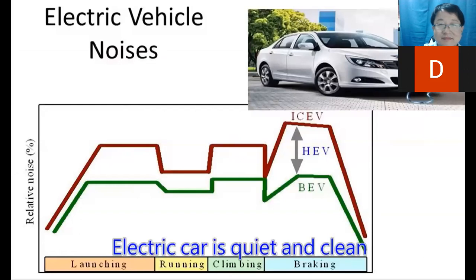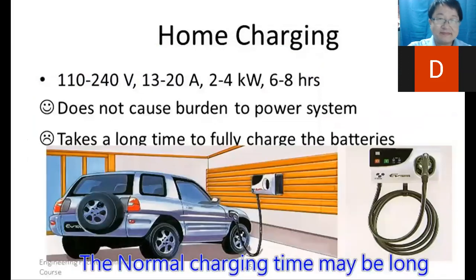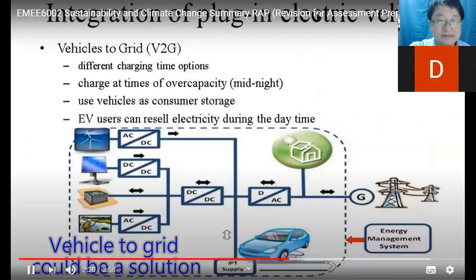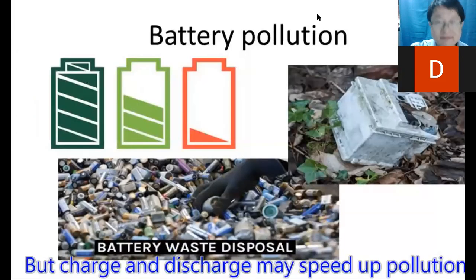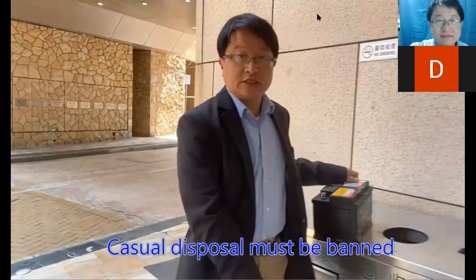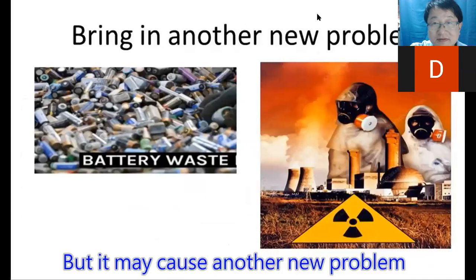The electric car is quiet and clean. No roadside emission, so it is green. The normal charging time may be long. Fast charging station demand is strong. Vehicle to grid could be a solution, but charge and discharge may speed up pollution. When the battery life ends, casual disposal must be banned. A new technology could solve a problem, but it may cause another new problem.